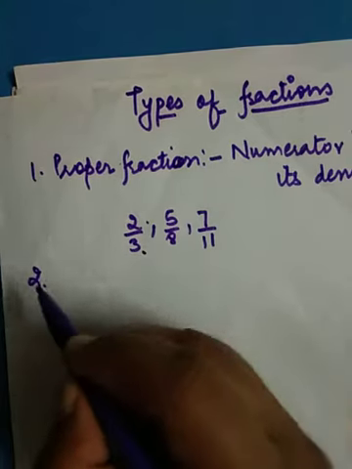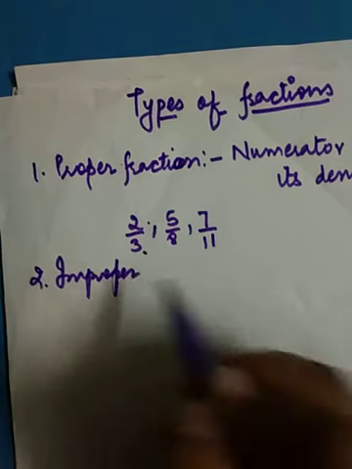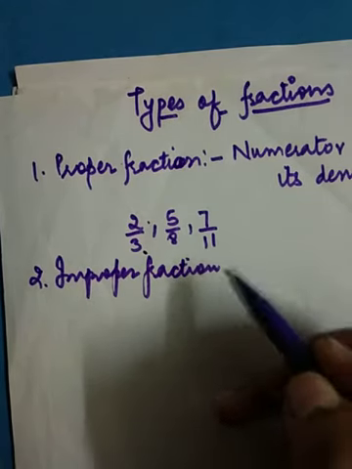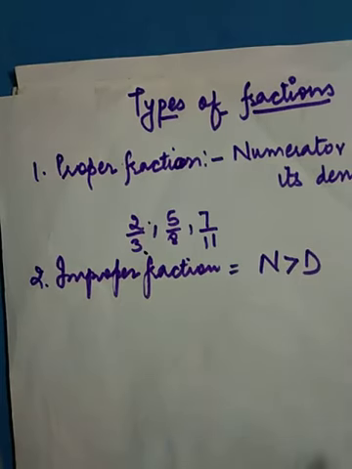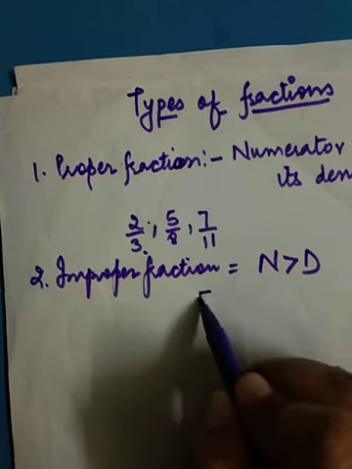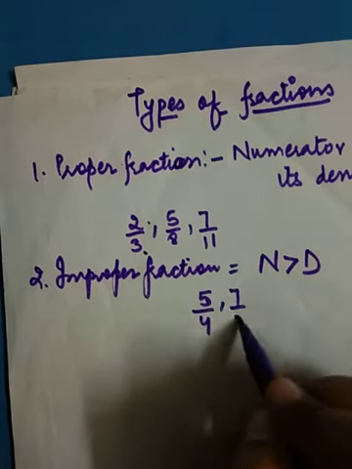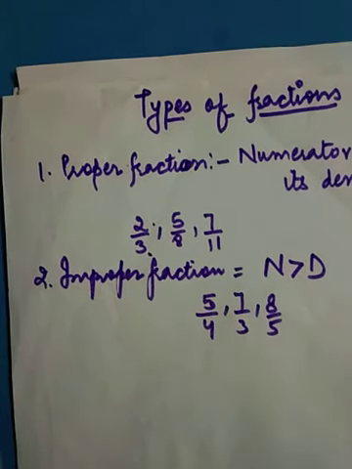Next is improper fraction. What is an improper fraction? See students, an improper fraction is one whose numerator is greater than its denominator. Fine. So for example, we can take 5 by 4. See, the numerator is greater than its denominator. 7 by 3, 8 by 5. So these are improper fractions.